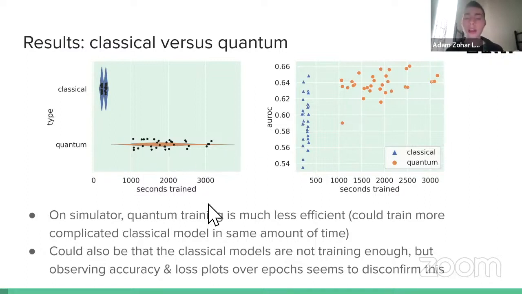It could also be that this is a result of the classical models not having enough time to train. For example, it could be if we gave the classical models more epochs of training, they could train more effectively, fine-tune their weights better, and then thus become a better classifier. But if we look at the accuracy and loss plots, not included here, it seems that that is not true.